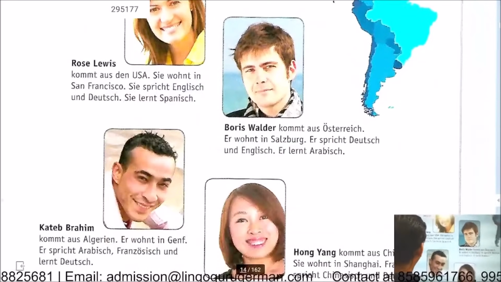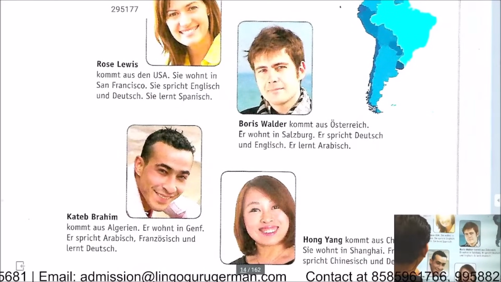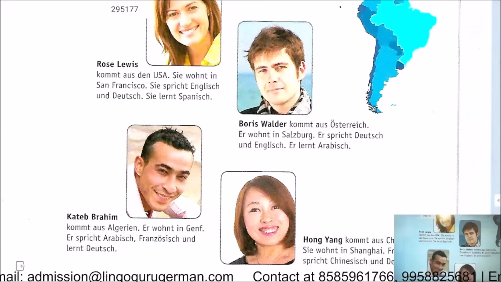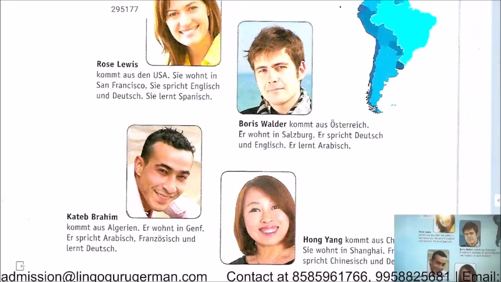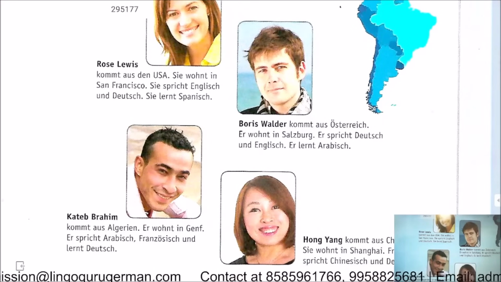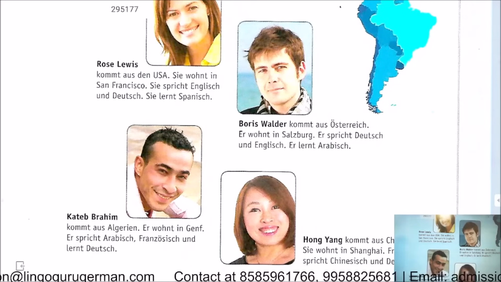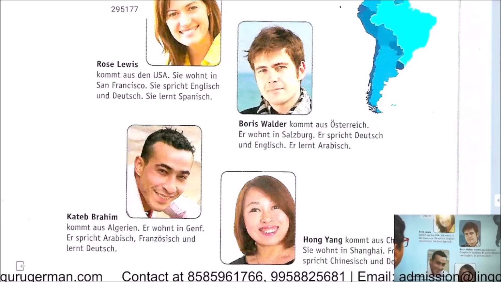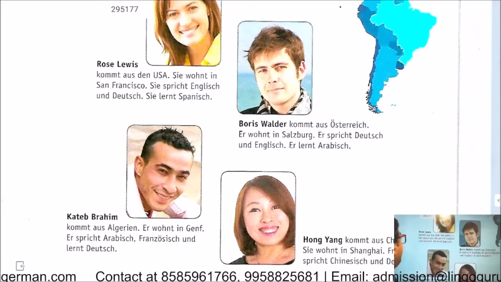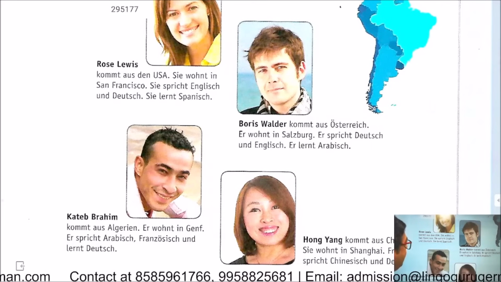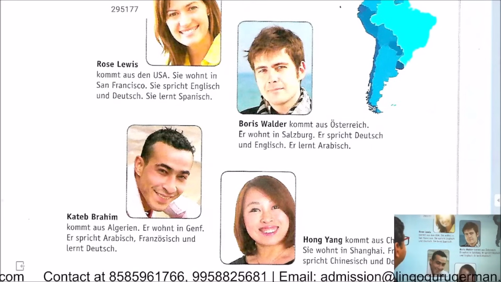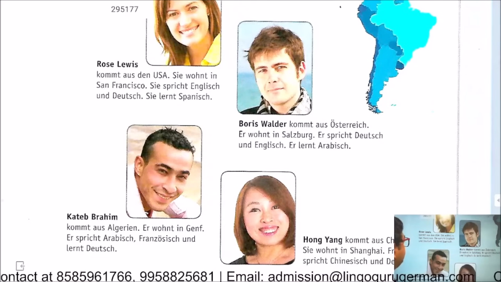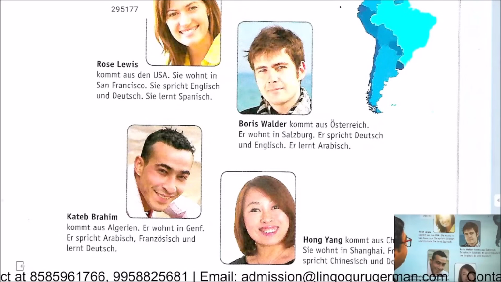Let's read these four texts and try to find out the meaning. Rose Lewis, and you may please pay attention to the pronunciation in case you are learning for the first time or you are revising your A1. If there are A2, B1 or B2 experts in the session, you may please correct me as I am still learning. Thank you. Rose Lewis kommt aus den USA. Sie wohnt in San Francisco. Sie spricht Englisch und Deutsch. Sie lernt Spanisch.